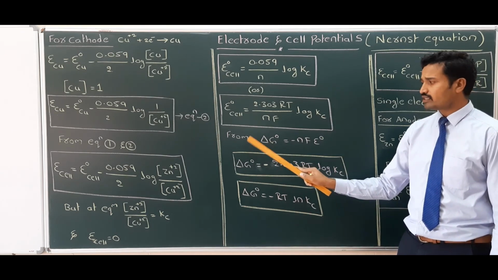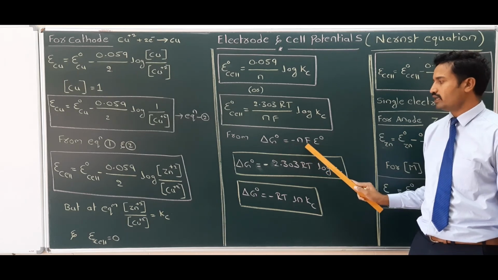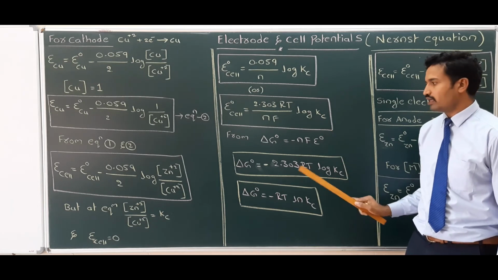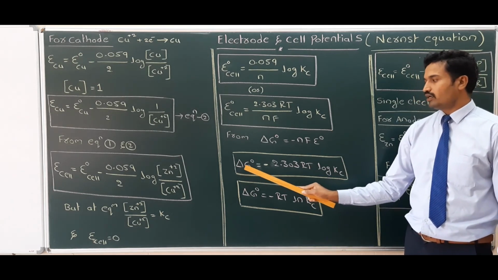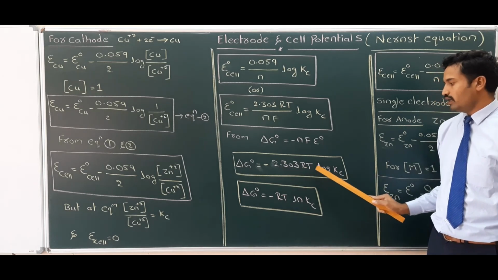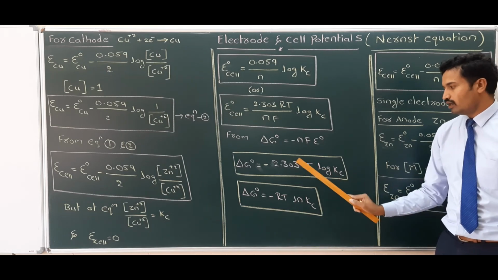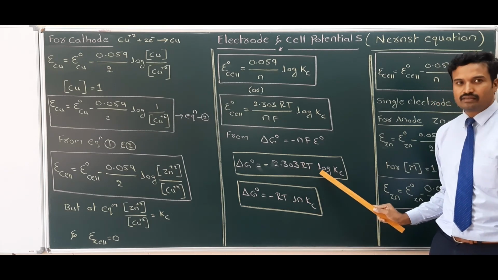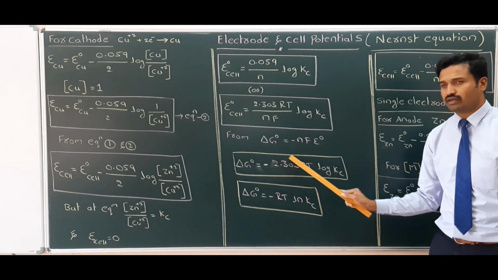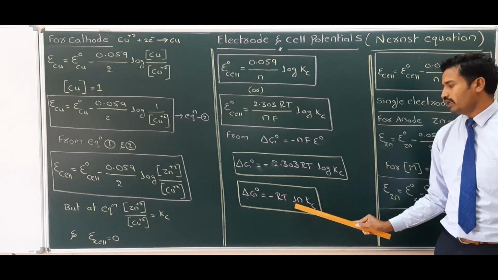Previously we discussed delta G naught. Delta G naught is equal to minus nF E naught. If we substitute this value here, we get delta G naught is equal to minus 2.303 RT log Kc. Here this is log base 10. When log base 10 is converted into ln, the 2.303 is removed. Then delta G naught is equal to minus RT ln Kc.